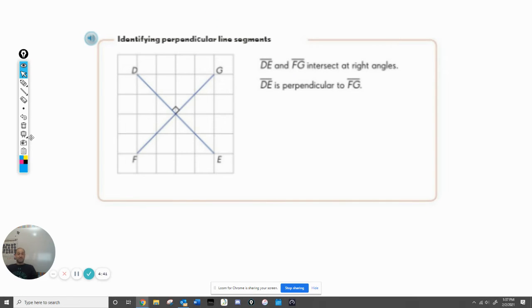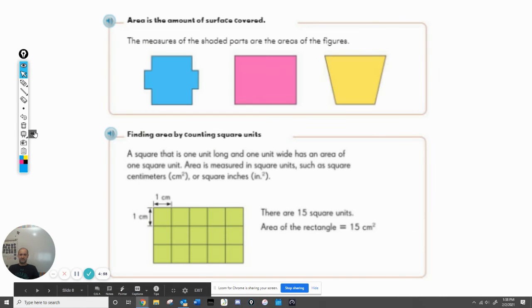Now, identifying perpendicular line segments. DE and FG intersect at right angles. DE is perpendicular to FG. Perpendicular means intersecting at a right angle or meeting at a 90-degree angle. That's it. Not going to spend a lot of time on it. There's really not anything else to say. So, hey, solve that.